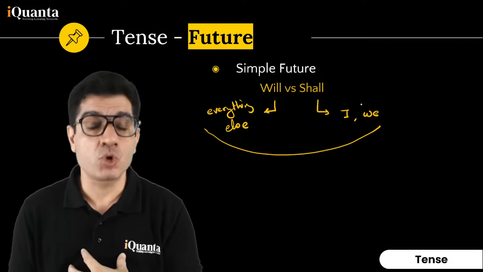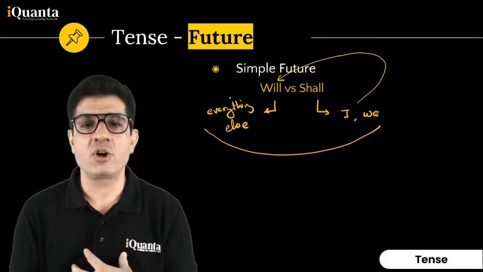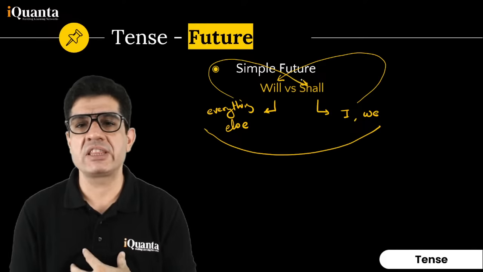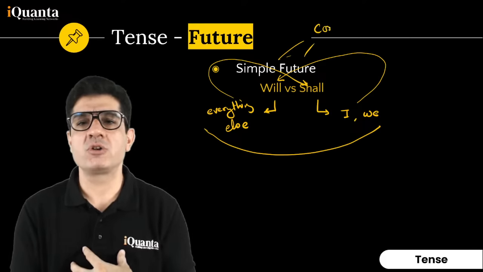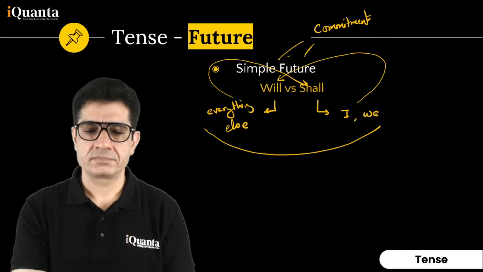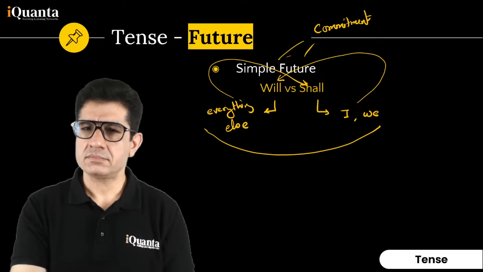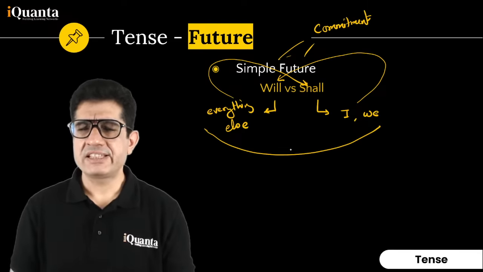But when you want to show commitment, you swap. So if you use will with I or we, or if you use shall with everything else, then this goes on to show commitment. This goes on to show promise kind of thing. Fair enough? So there you go. That's simple future.